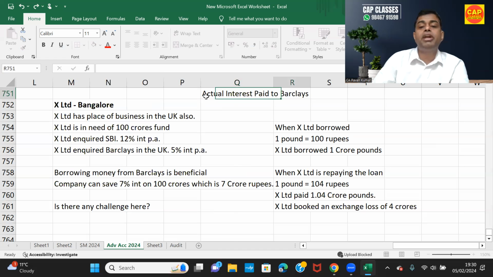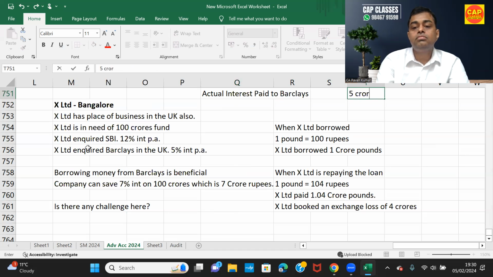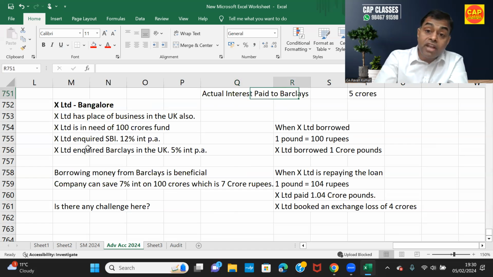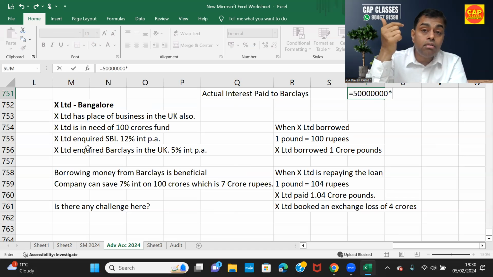What is the actual interest paid to Barclays? You have paid 5% on 100 crores, which is 5 crores. What is the interest paid? 5 crores. Or you might have calculated it as 5 crores into that 4% increase, no?